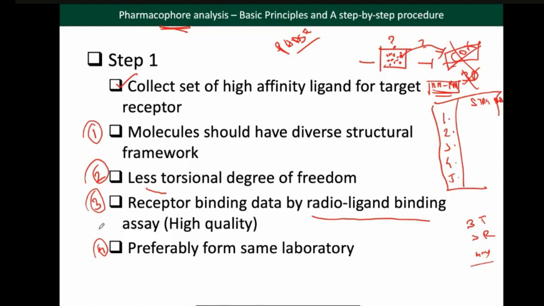The reason is that if you take one data set from an Indian scientist and another from another country, the experimental procedure may change, the pressure and temperature may change. That may have some influence on the binding assay data. So in order to avoid that, we should prefer data from the same laboratory. Those are the considerations.